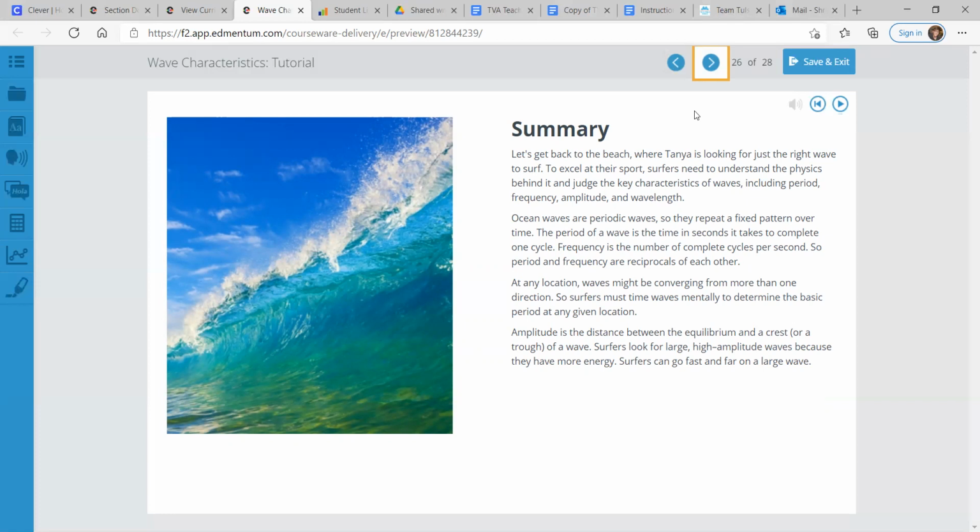Ocean waves are periodic waves. They repeat a fixed pattern over time. The period of a wave is the time in seconds it takes to complete one whole cycle. Frequency is the number of completed cycles per second. So period and frequency are reciprocals of each other. They are inversely proportional. At any location, waves might be converging from more than one direction. So surfers must time waves mentally to determine the basic period at any given location.